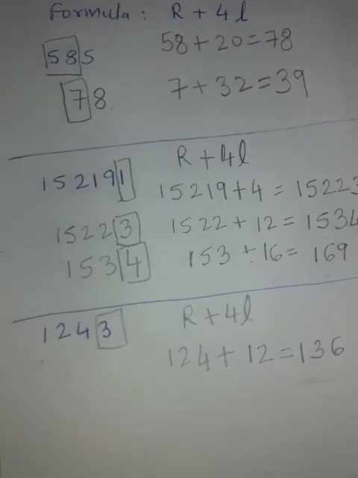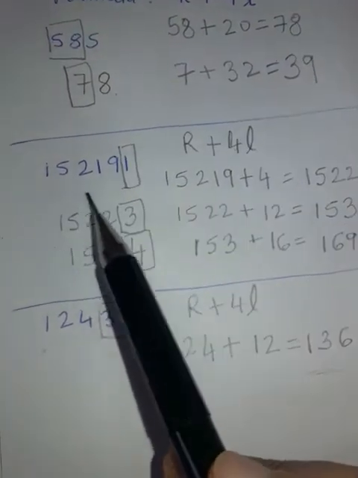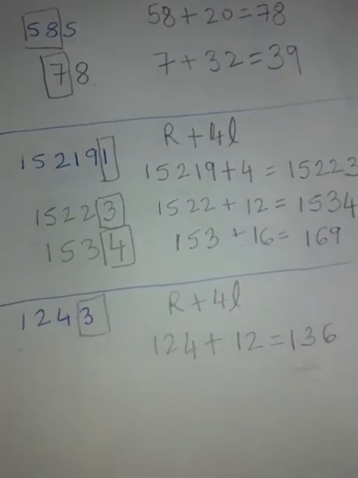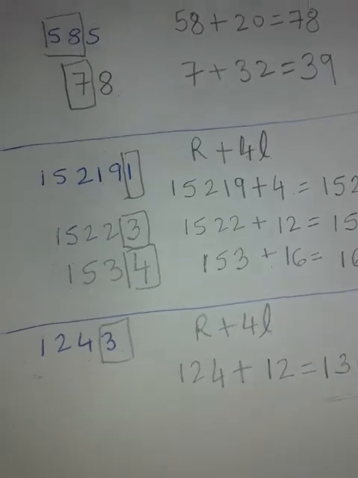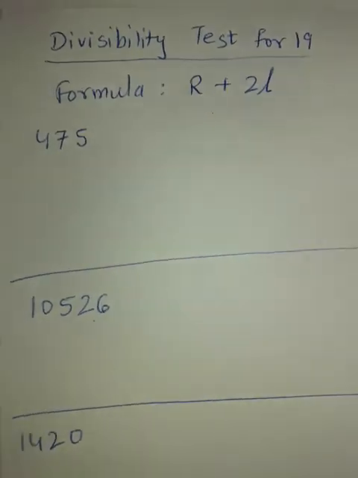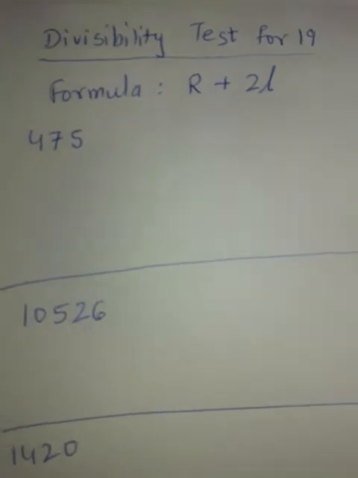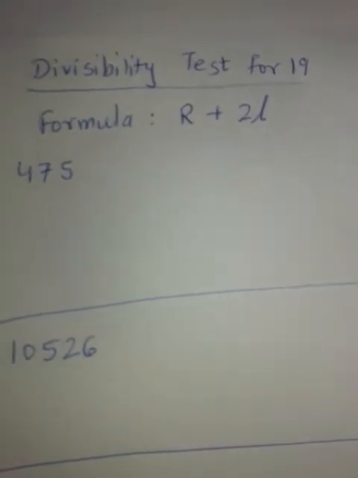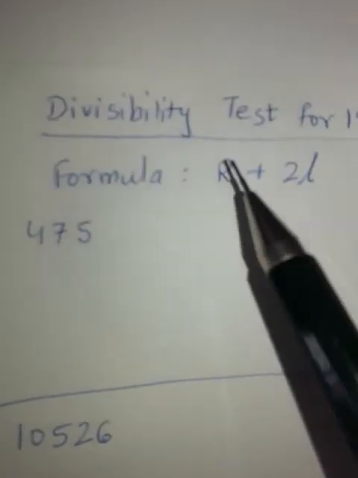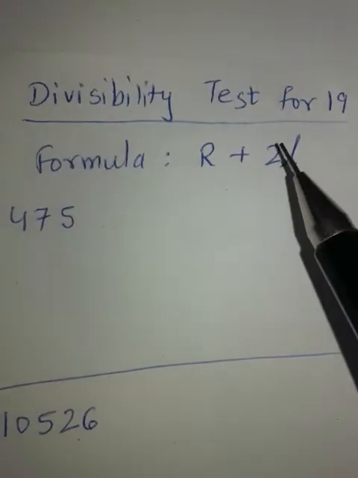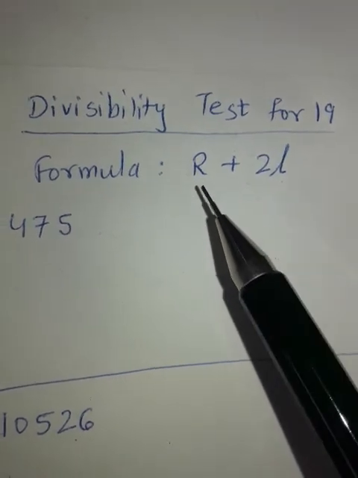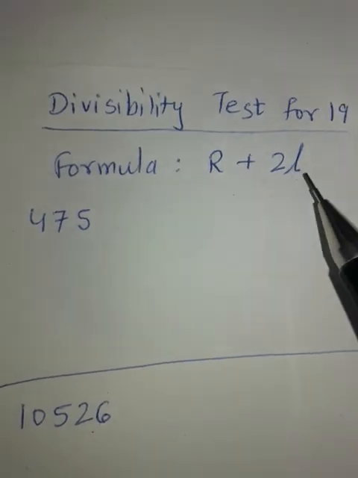See, this type of test, if the numbers are big, you can try. But if numbers are small, then knowing the table itself is very much beneficial to save the time. So now we are done with divisibility test for 7, 11 and 13. Now let's move to divisibility test for 19. It is again very similar to tests for 17 and 13. Formula is R plus 2L.